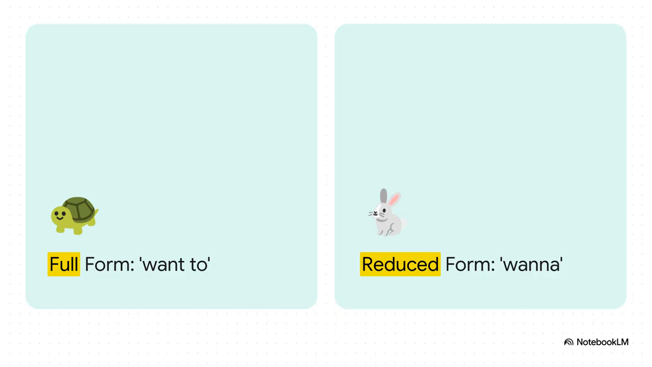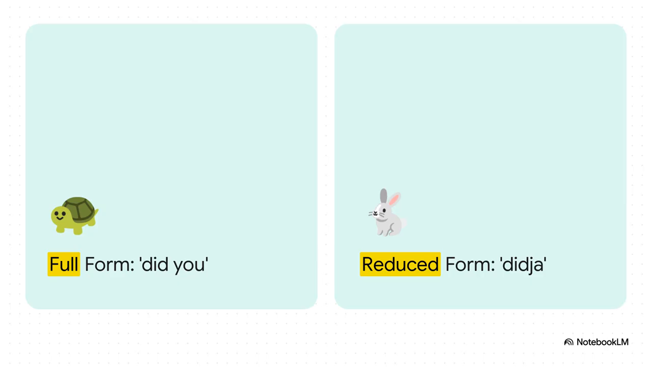In casual conversation, you'll almost never hear someone say, want to. Instead, we just shrink it down to wanna. It just becomes one smooth sound, like, I wanna eat. And here's another one you'll hear all the time. When we're talking about the future, going to almost always turns into gonna. I'm gonna call him. It's just faster, smoother, and sounds completely natural.